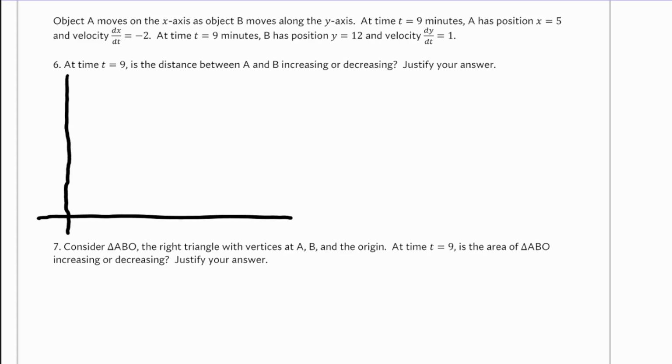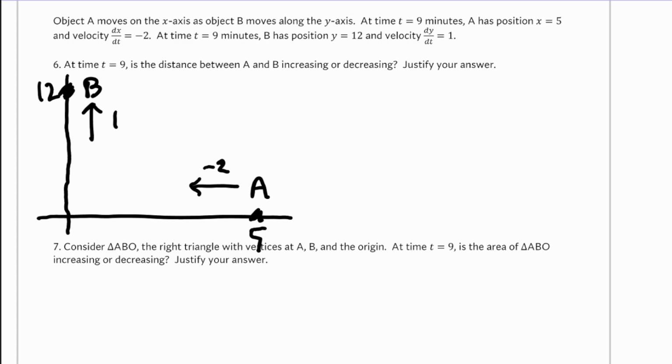Object A has position x equals 5, and velocity dx dt equals -2. And then B has position y equals 12, and velocity is positive 1. Okay, so it's going up. Alright, so I think I've got everything I need here. Is the distance between A and B increasing or decreasing?